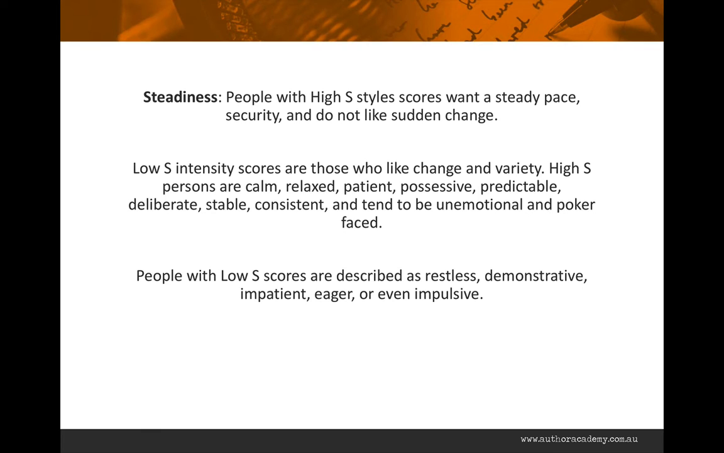Steadiness. People with high S styles scores want a steady pace, security and do not like sudden change. A low S intensity score are those who like change and variety. High S persons are calm, relaxed, patient, possessive, predictable, deliberate, stable, consistent and tend to be unemotional and poker-faced. People with low S scores are described as restless, demonstrative, impatient, eager or even impulsive.